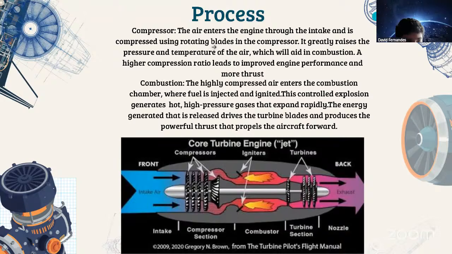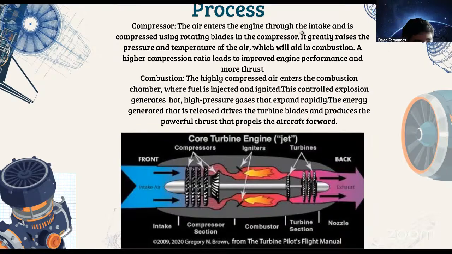The process. Compressor. The air enters the engine through the intake and is compressed using rotating blades in the compressor. It greatly raises the pressure and temperature of the air, which will aid in combustion. A higher compression ratio leads to improved engine performance and more thrust.